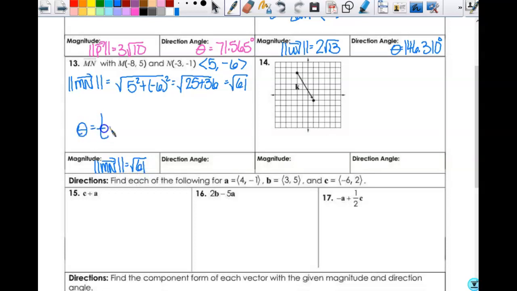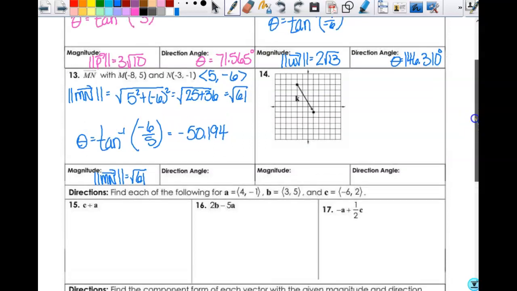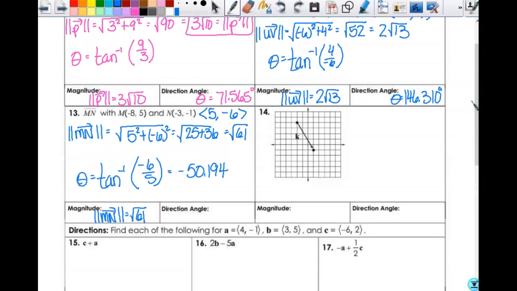Theta, that's the tangent inverse of -6 over 5. So I just put that in my calculator. Calculator is going to give me -50.194, but this is, oh, I need to go back up to the other one. I just realized I zipped past that. My calculator didn't actually give me 146 up here either, so I'll come back to that. But this is what my calculator gives me.